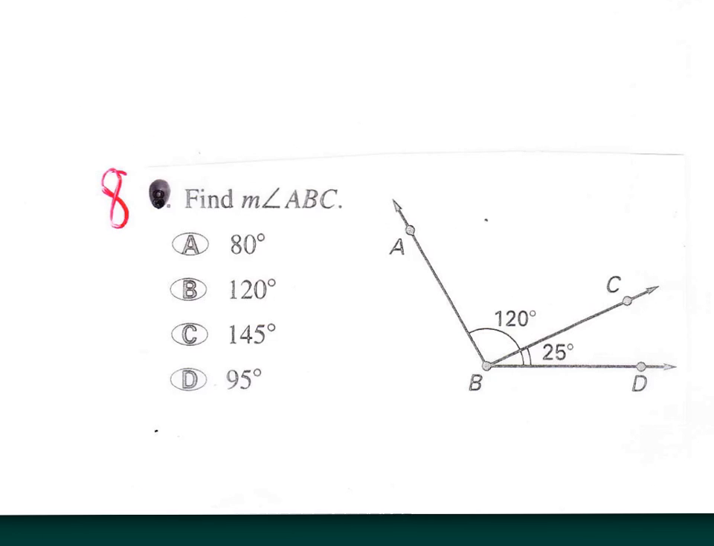On number 8, we want you to find the measurement of ABC. That's not the big angle, but the smaller one, the one that's kind of bigger like this. That's ABC right there. This arc going right here, this 120, that's the whole thing. And 25, that's just the little one. So you need to do a little math, use your calculator, figure out what's ABC, the blue one. Is it A 80, B 120, C 145, or D 95?